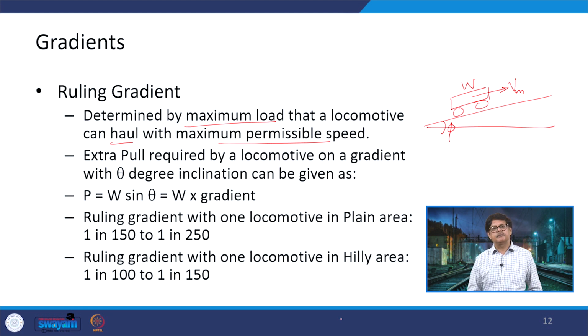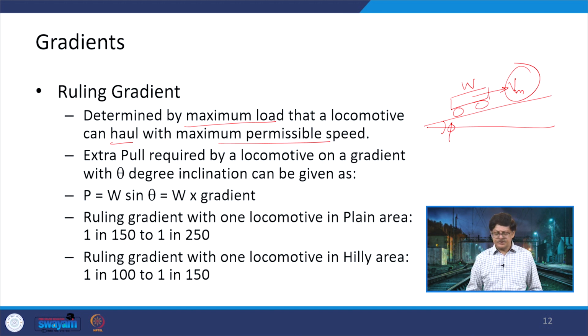resistance offered by the gradient has already been taken care of and is incorporated while calculating this value of Vm. Now, an extra pull is required by the locomotive when it is moving on a gradient, where the gradient angle is say phi or theta, it can be denoted in any form.